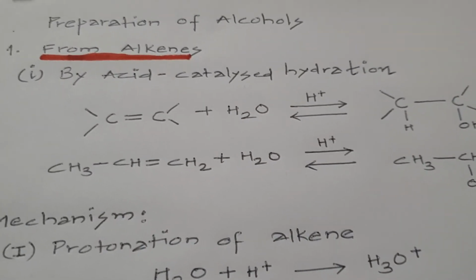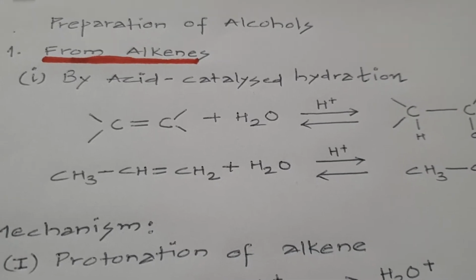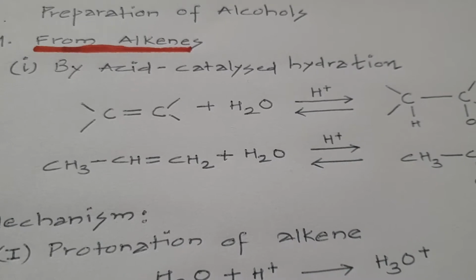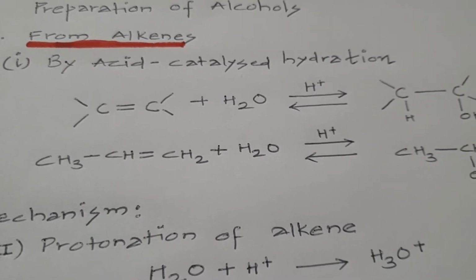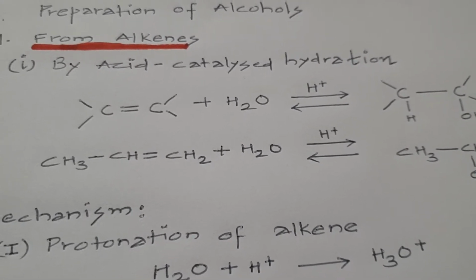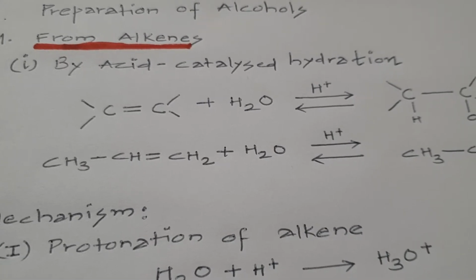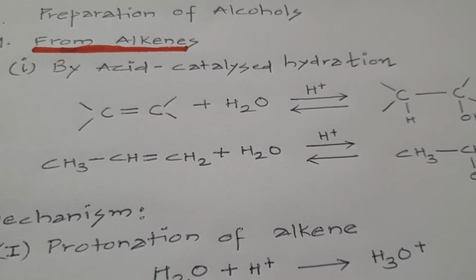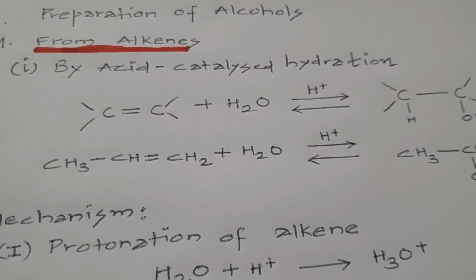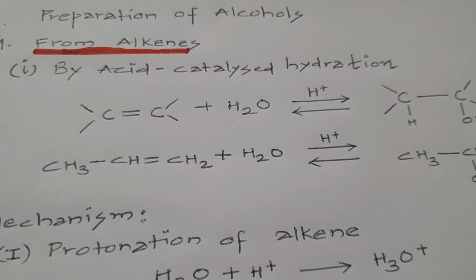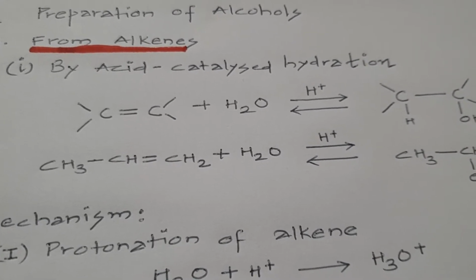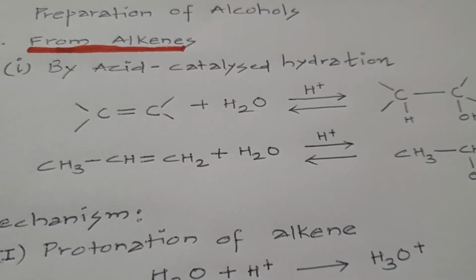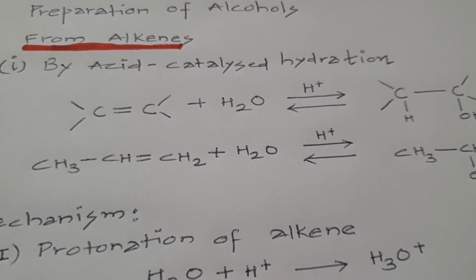Students, let us take up with preparation of alcohols. Let's see the first method, and that is preparation from alkenes. As we have summarized earlier, we are going to take up three different starting reagents being used for the preparation of alcohol, one among which is alkenes. So we are going to make use of alkenes from which we will obtain our alcohols.